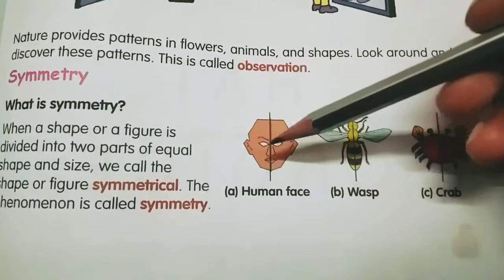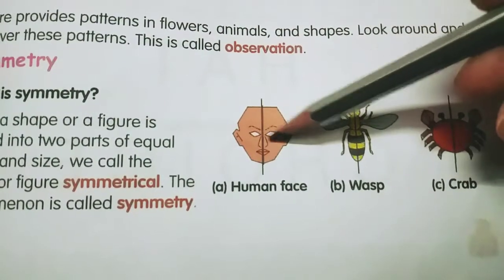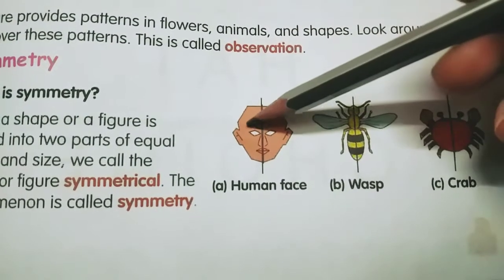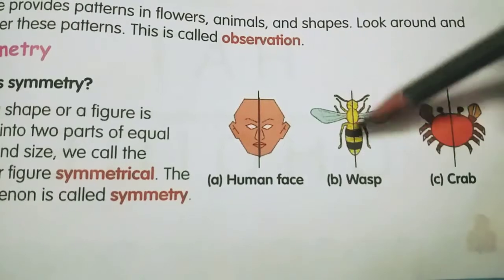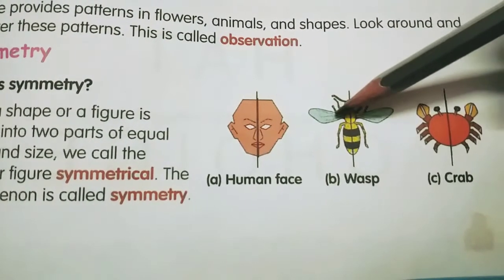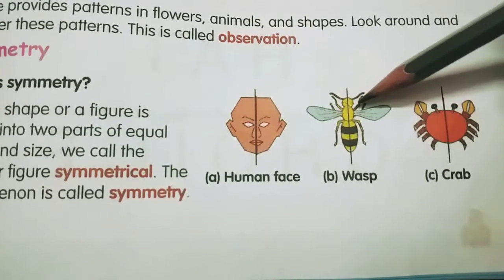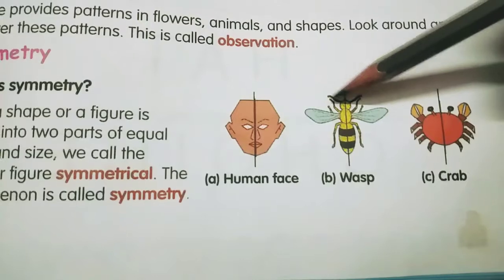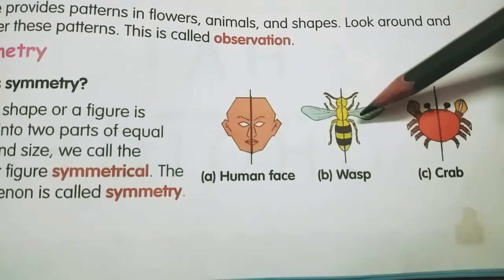Here you can see the human face. The human face is divided into two parts by this line, and these two parts are equal in size and shape. This wasp is divided into two parts by this line, and these two parts are of equal shape and size. Here three legs, here also three legs, one wing, here also one wing, one antenna. So this body is divided into two equal parts.